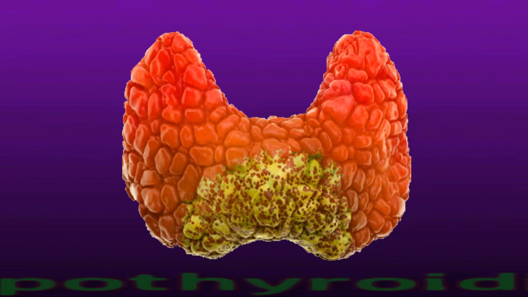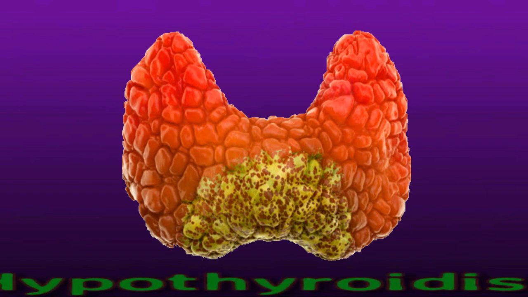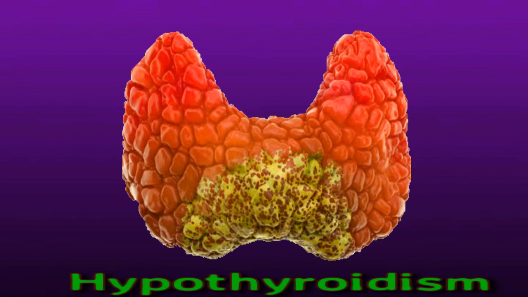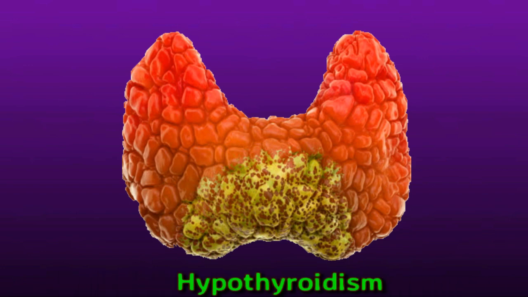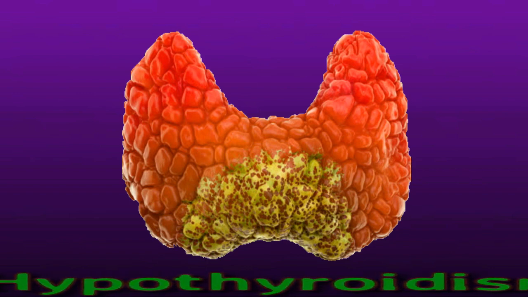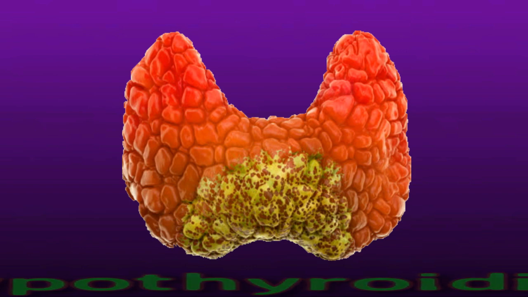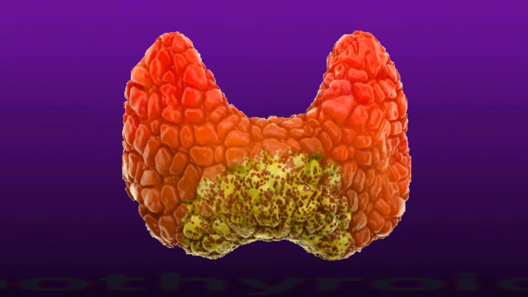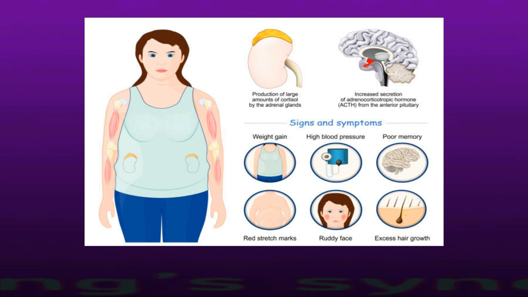Hypothyroidism. Hypothyroidism refers to the thyroid gland not producing enough hormones to meet the body's demands. Weight gain and puffiness in the face are common symptoms of hypothyroidism. Other symptoms include fatigue, muscle and joint pain, sensitivity to cold temperatures, reduced sweating, heavy or irregular menstrual periods, constipation, a slow heart rate.